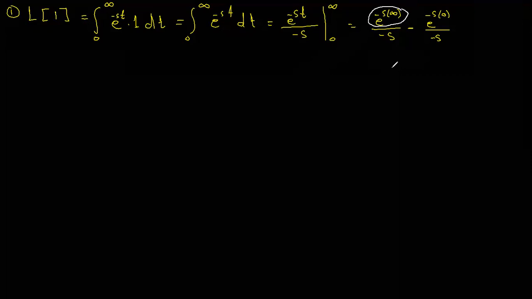Yes, I understand. What do you think if my s is negative 1? Because s is a number. If my s is negative 1, you have e to the positive infinity, and this one is infinity. So I can't decide that this answer is 0 unless you use a specific condition for s.